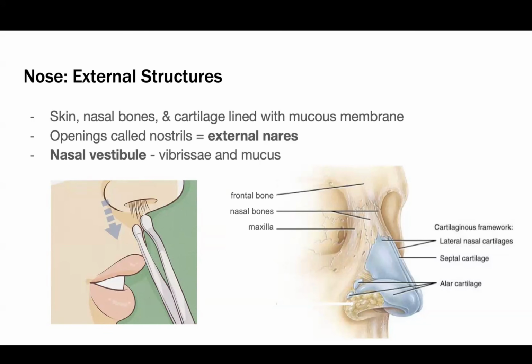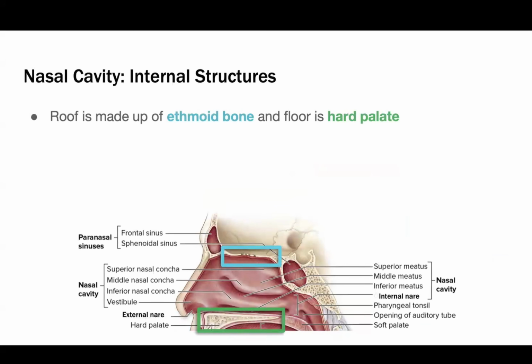The nasal vestibule contains vibrissae, the legal name of your nose hairs. That's your first line of defense right there. Your vibrissae and your mucus are going to create kind of like a sieve or a mesh to make sure large particles don't pass through. Your nasal cavity, once you're past the nasal vestibule, is kind of like a little house. It's this little house that has a roof and a floor.